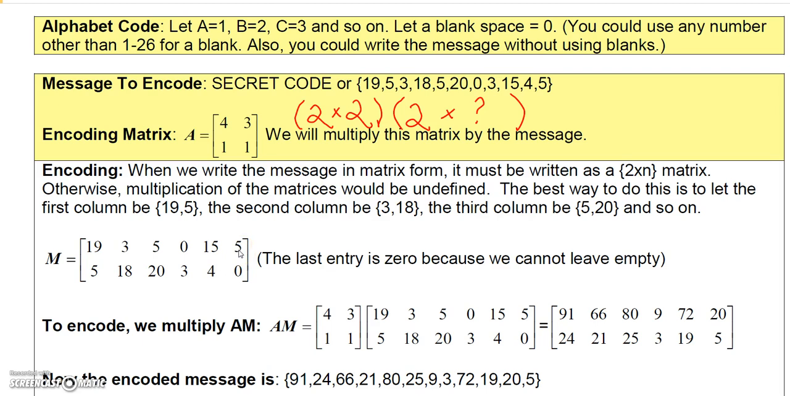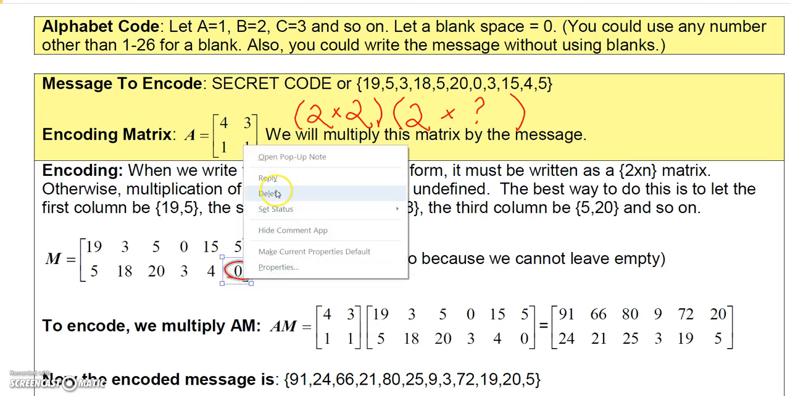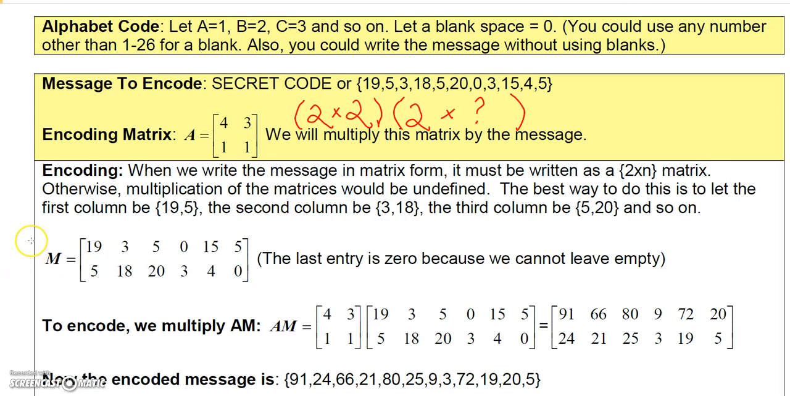And since I have an odd number of values here, I can't leave this empty. So I'm just going to put a 0 in here. That just pretends like I have a space beside the E here. So we've got to put something in there, so we're just going to put a 0 in there for a space. Okay, so there is my message matrix.